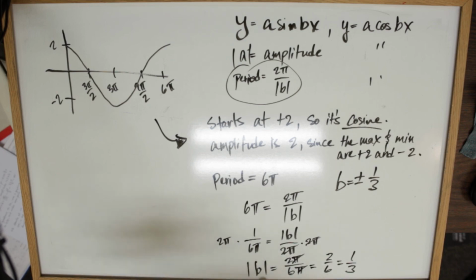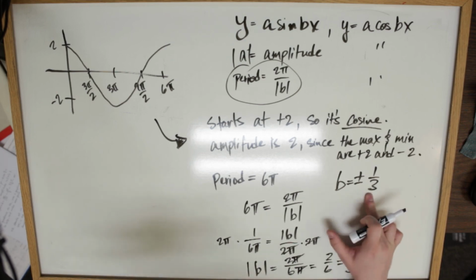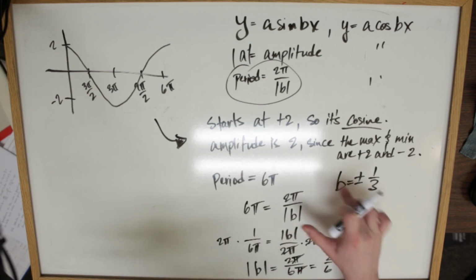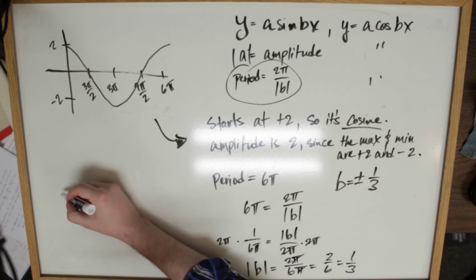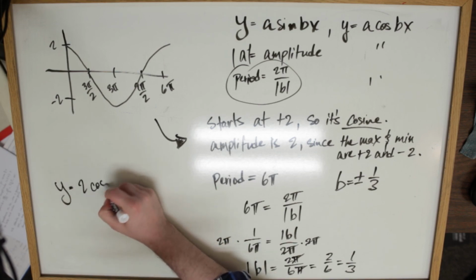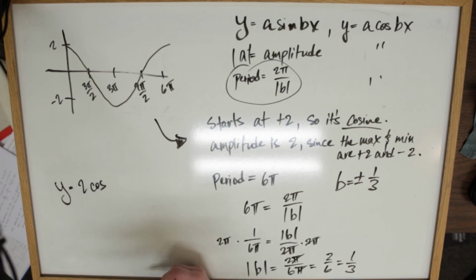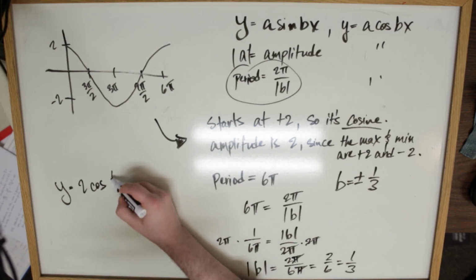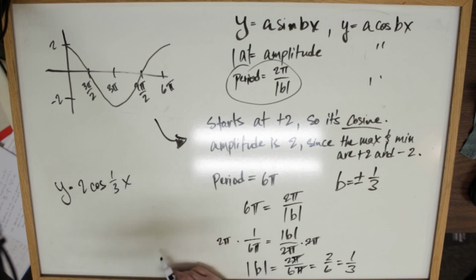So we've got our b value. Our b could be plus or minus 1/3. We found that based on the period. And then the amplitude is 2. So we have y is equal to 2 cosine, because that's the function that we're based upon. And we'll just use positive 1/3. Why not? Times x. And that's literally it. That is the entirety of that particular problem.